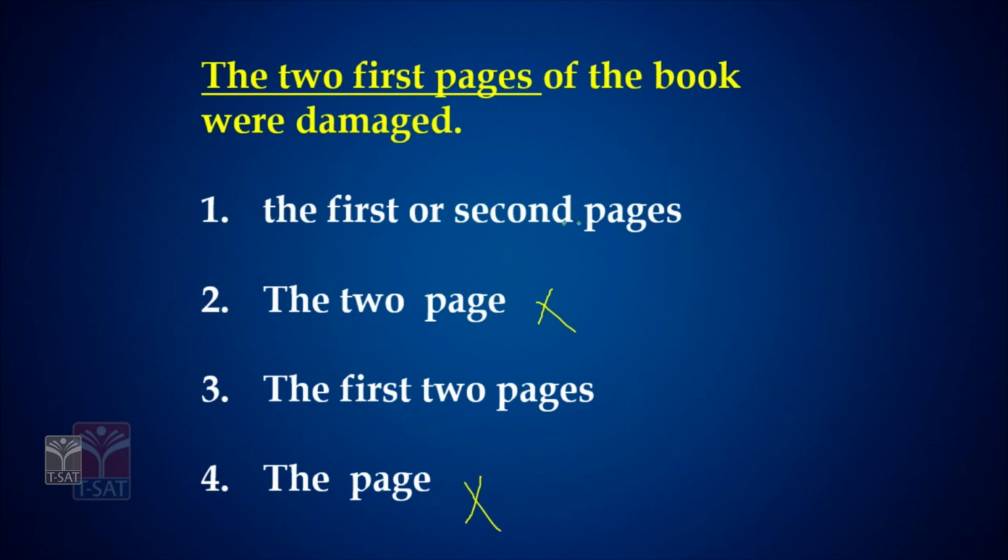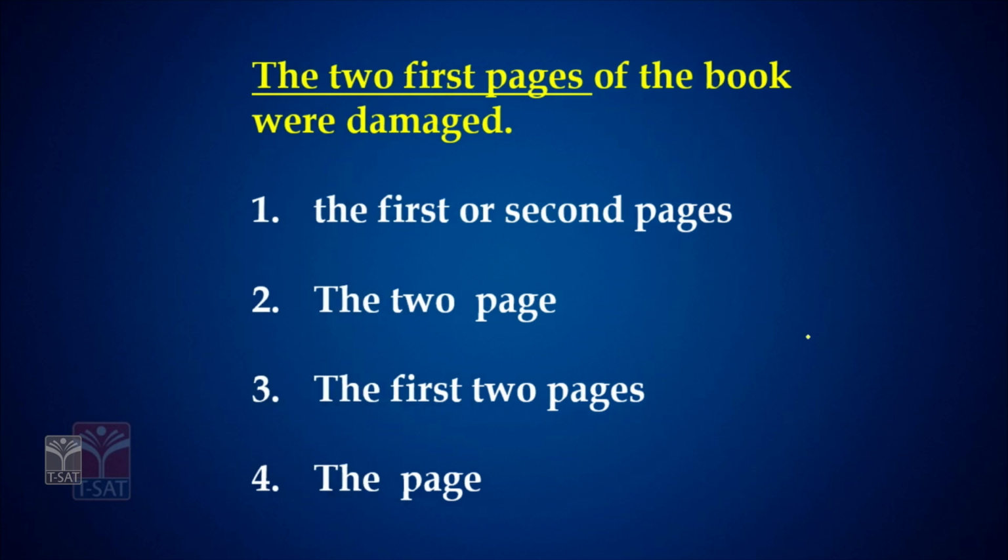Now, we can see the first or second pages, the first two pages. So, here we have to make a choice. If you say the first or second pages of the book were damaged, there is again the first or second pages, there is no agreement, it does not look good. So, the correct option will be the first two pages. That means, page number 1 and the first page and the second page of the book were damaged. So, here is the answer, the first two pages.